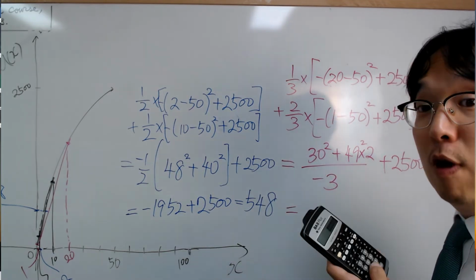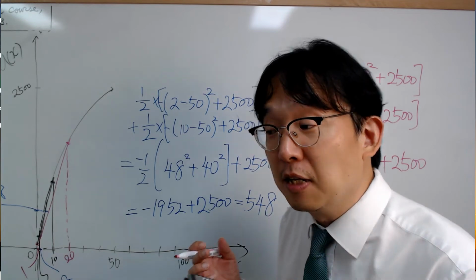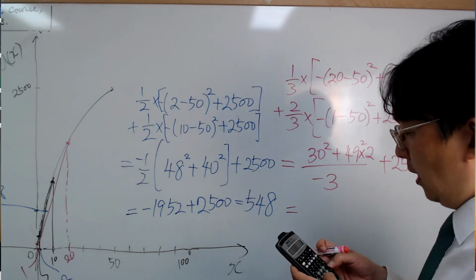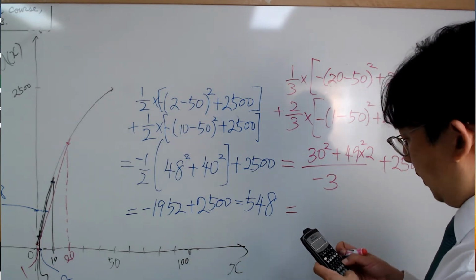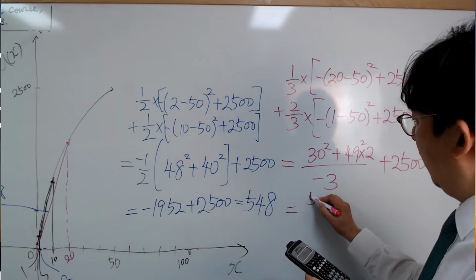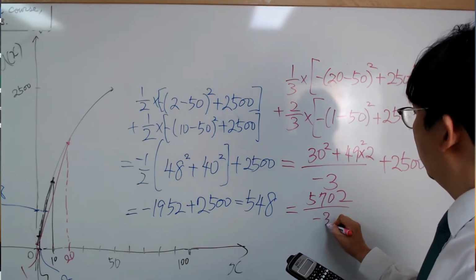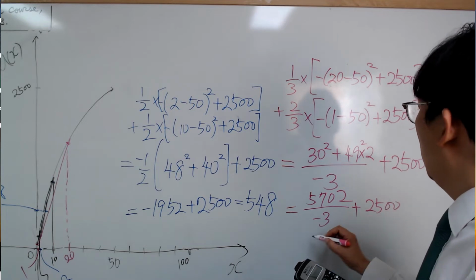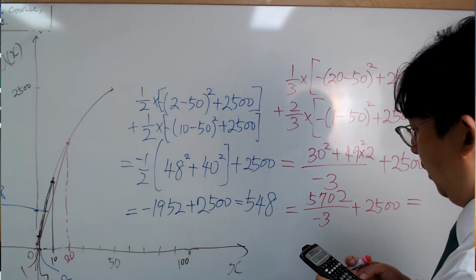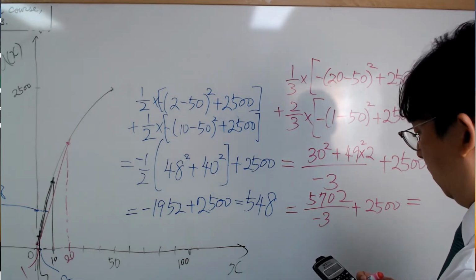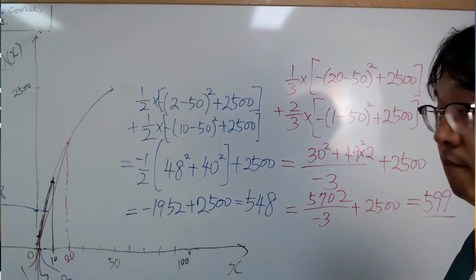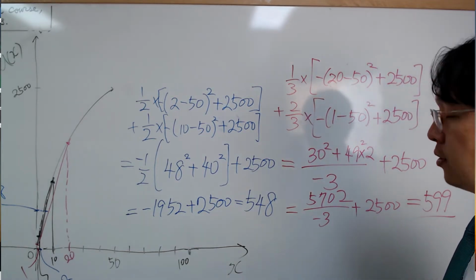Punch in your calculator. Do I need a calculator in my final exam and midterm exam? Yes. You have to. So this one, 900, and then that one, 49 squared times 2 plus 900. Make sense? That's 5702 divided by minus 3 plus 2500. That's, let's see, 3 and minus 25. That's 599. Right? So you check the math, right?